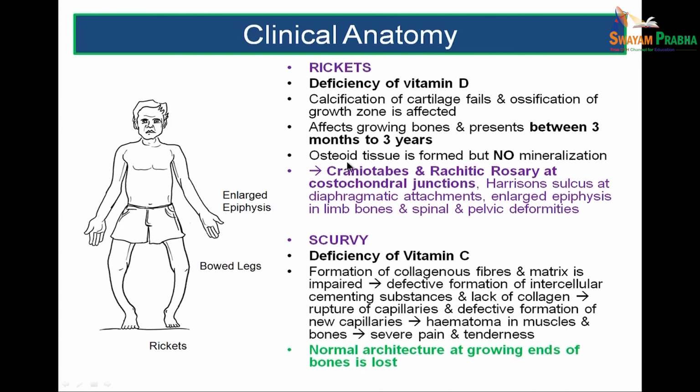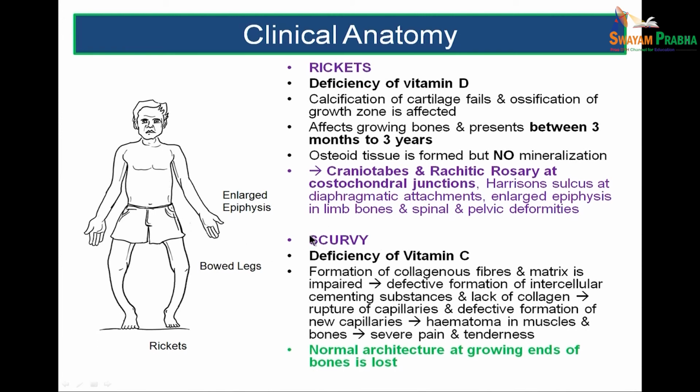This is when most of the growth takes place. So, osteoid or bony tissue is being formed, but it is not being mineralized. You get something called the rachitic rosary along the chest and deformities of the epiphyseal ends which get enlarged. There is bowing of the legs. All this at the costochondral junctions. You see the Harrison's sulcus at the diaphragmatic attachment.